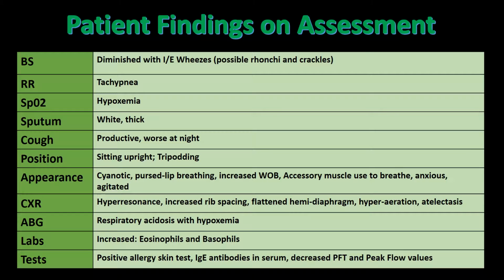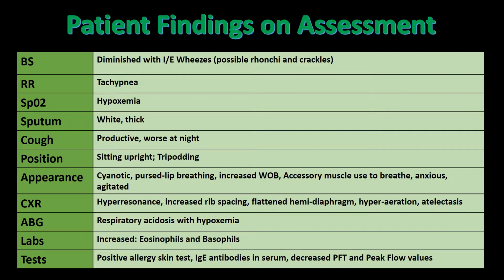The patient's position is usually sitting upright, tripoding, or they could be on all fours. Their appearance would be cyanotic, with pursed-lip breathing, increased work of breathing, accessory muscle use, anxious and agitated. The chest x-ray would show hyperresonance, increased rib spacing, flattened hemidiaphragm, hyperaeration, and atelectasis. The ABG would show respiratory acidosis with hypoxemia.